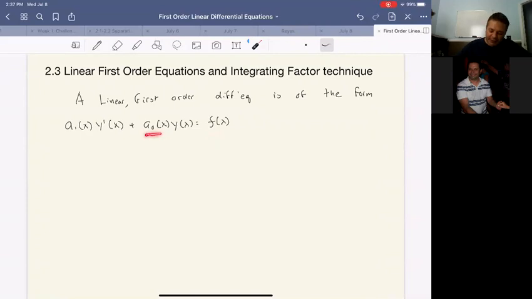And these coefficients can be functions, and it's still going to make the equation linear. The linearity, again, refers to the derivative of y and y. So we can solve most of these pretty directly. Let me show you the technique, which is the integrating factor technique.